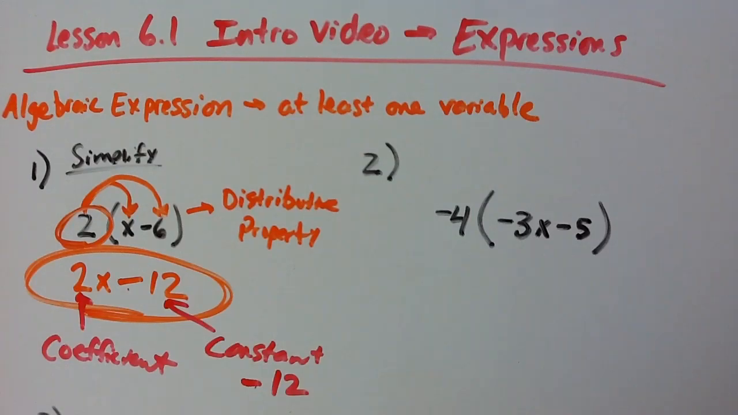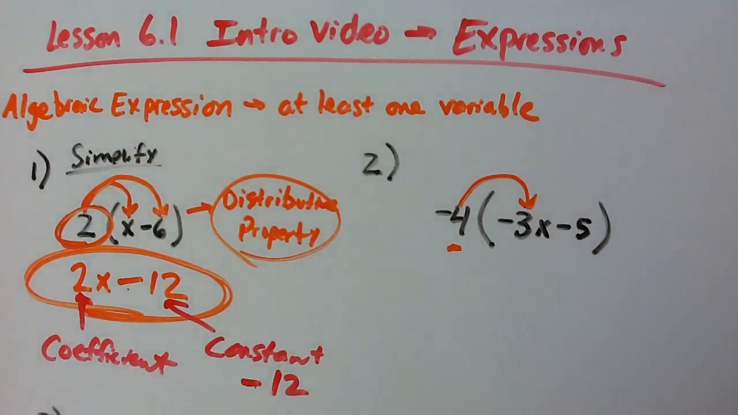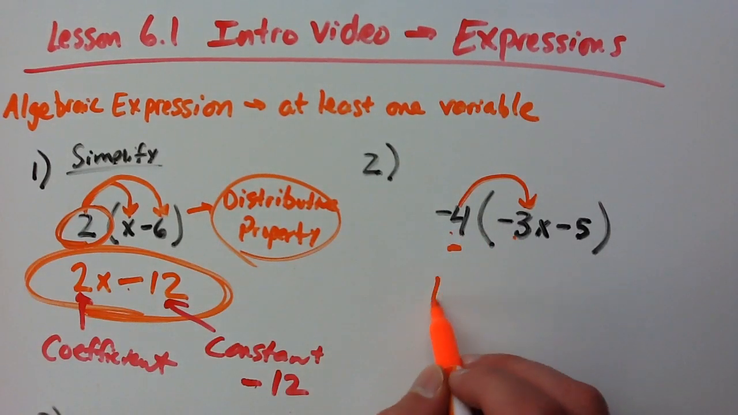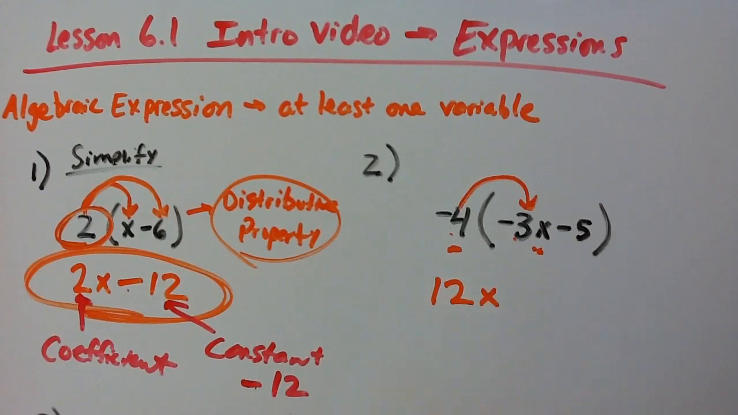We have negative 4 times the expression negative 3x minus 5. So I have a number written right next to parentheses. I know this is multiplication, and I can use the distributive property to simplify the expression. So I'm going to use the rainbow, negative 4 times negative 3x. Well, this is a negative times a negative, so they have same signs. I know it's going to be positive something. 4 times 3 is 12, and I keep that x variable in my term. So negative 4 times negative 3x is 12x.